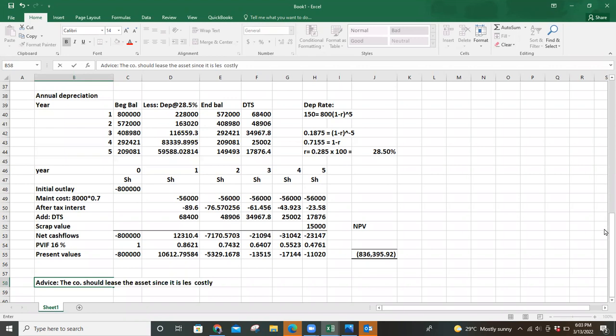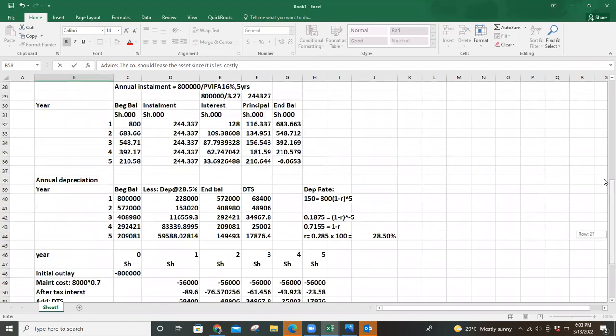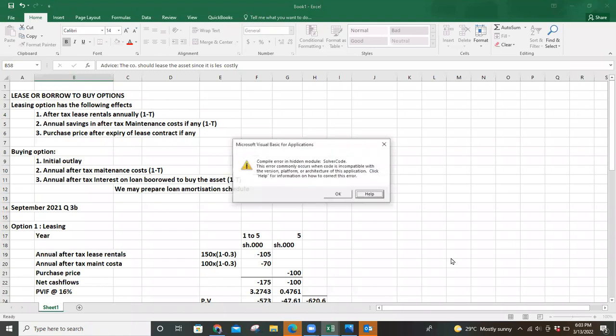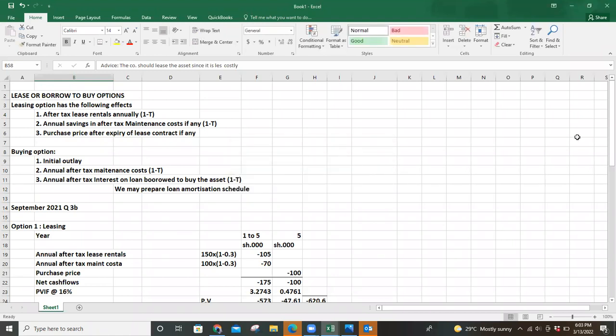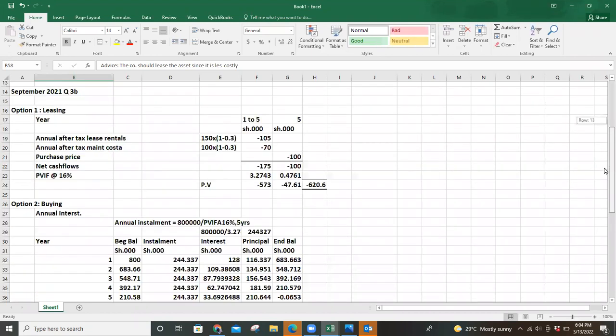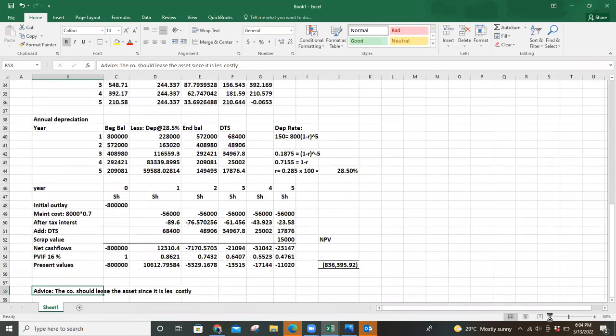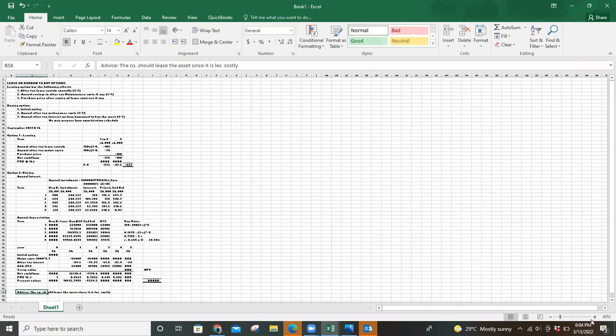When we lease, in thousands of shillings, it was a negative of 620. When we buy, it's a negative of 800. The company should lease. That is it. That is what is expected of us as far as that question is concerned.